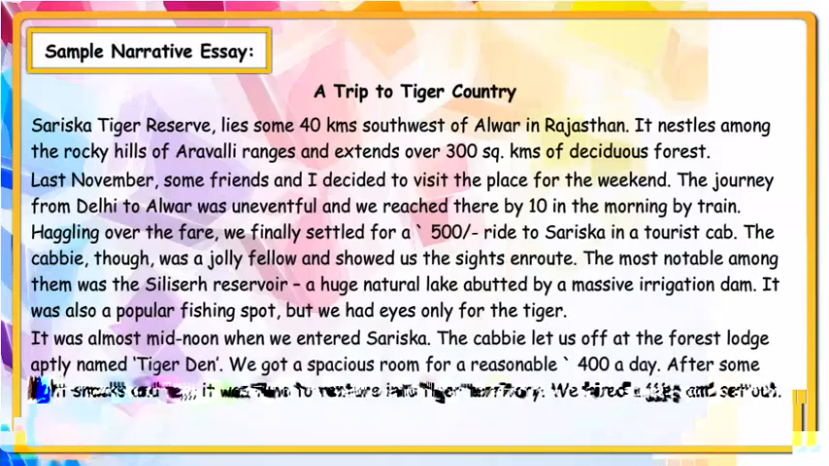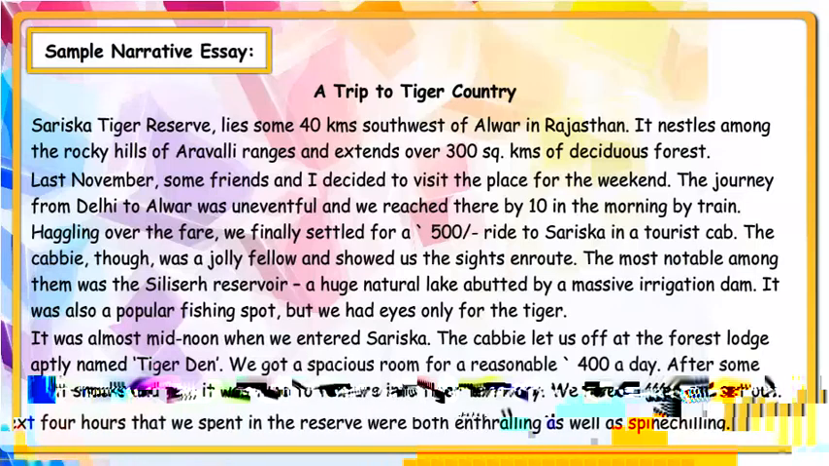It was almost mid-noon when we entered Sariska. The cabby let us off at the forest lodge, aptly named Tiger Den. We got a spacious room for a reasonable 400 rupees a day. After some light snacks and tea, it was time to venture into tiger territory. We hired a jeep and set out.